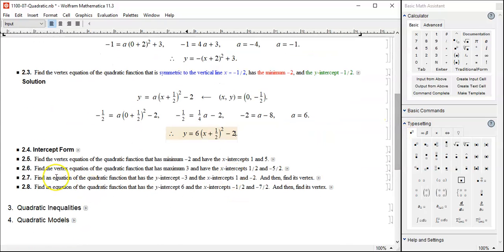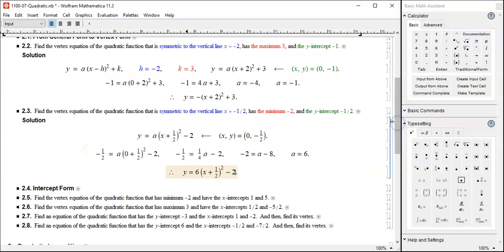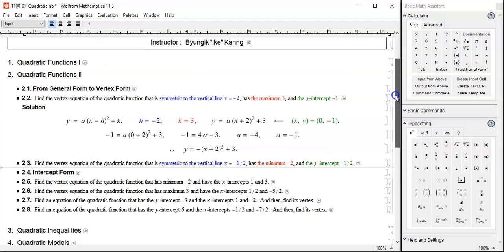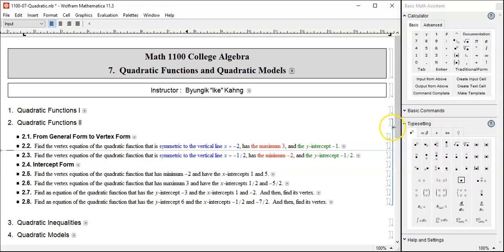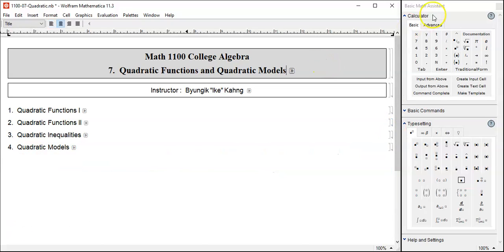Okay, do we have enough time to go to the intercept form and then do some problems about x-intercepts? I think there's enough time, yes, but it's a drastic change of topic, so I'd rather stop here and start afresh in a separate video. Let's stop here.